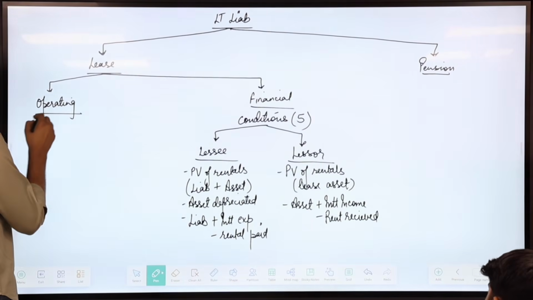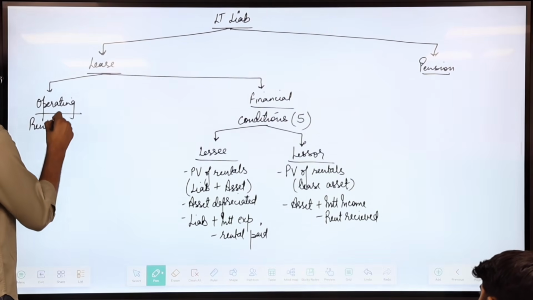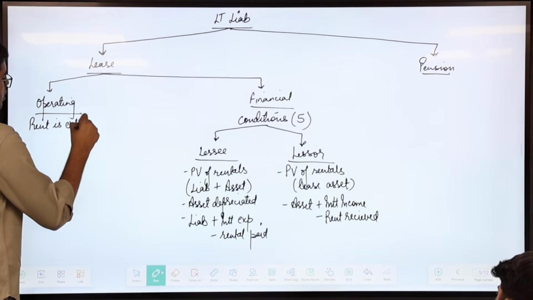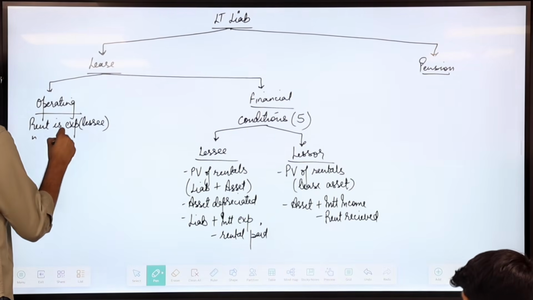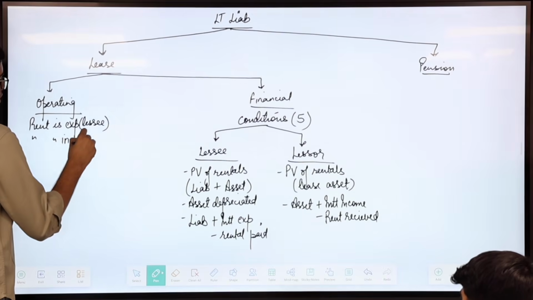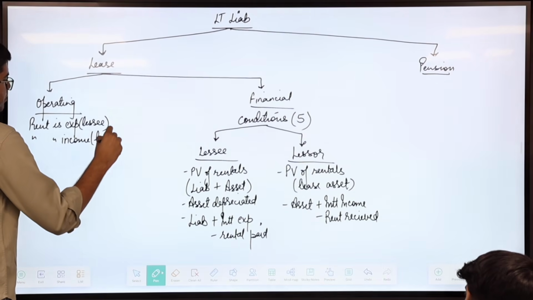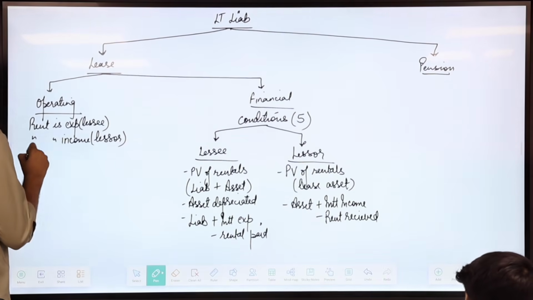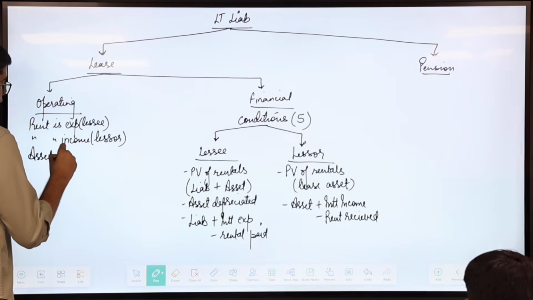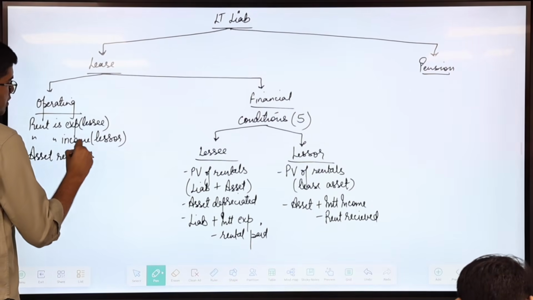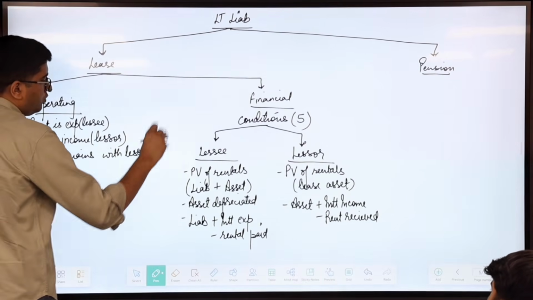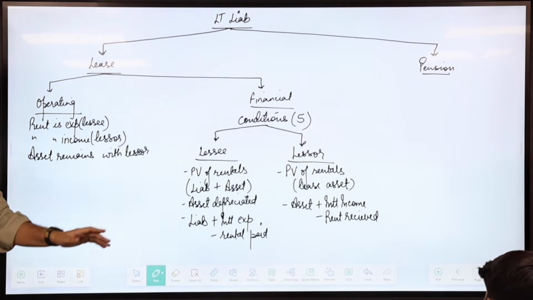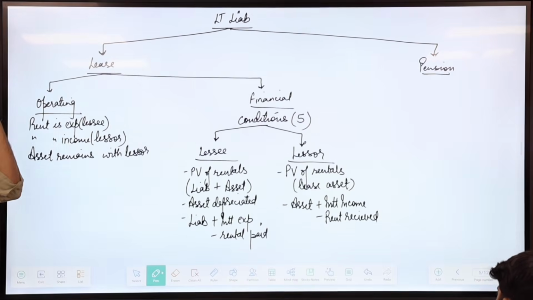For operating lease, the rule is very simple. Rent is expense for lessee, and rent is income for lessor. Asset remains with lessor. Simple rules. If asset remains with the lessor, he is the one who will also depreciate.